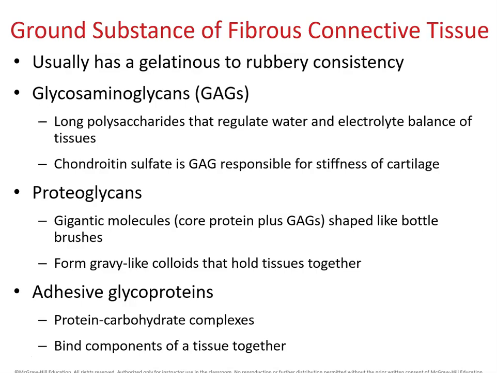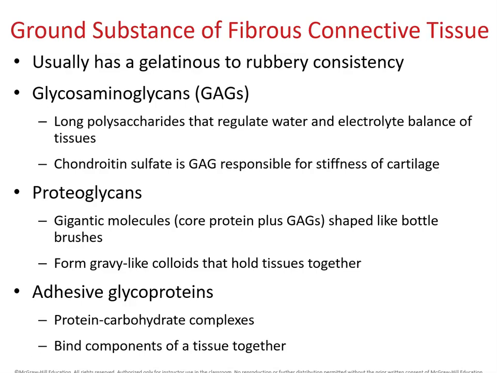These GAGs have a big role in keeping the electrolyte balance in different tissues. Chondroitin is one of the most important GAGs, and it's responsible for the stiffness of your cartilage. If you've ever looked in the supplement section at a grocery store or health food store, you might see glucosamine chondroitin. Chondroitin helps with joint health. It's something that we can take as a supplement to help our cartilage stay healthy.